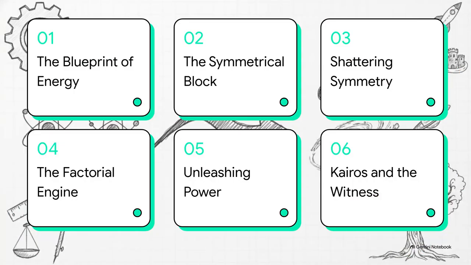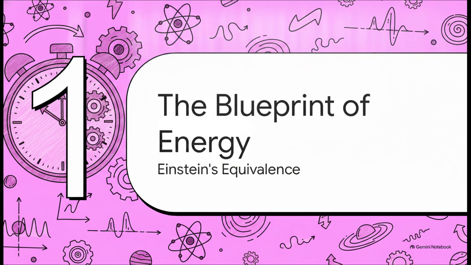Okay, let's dive right into this. Here is our 6-step agenda for today's Explainer. 1. The blueprint of energy. 2. The symmetrical block universe. 3. Shattering the static symmetry. 4. The factorial engine. 5. Unleashing awesome power. And 6. Kairos and the witness. Starting things off with Section 1, the blueprint of energy, and Einstein's equivalence principle.